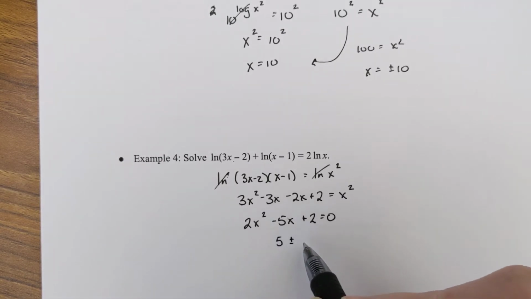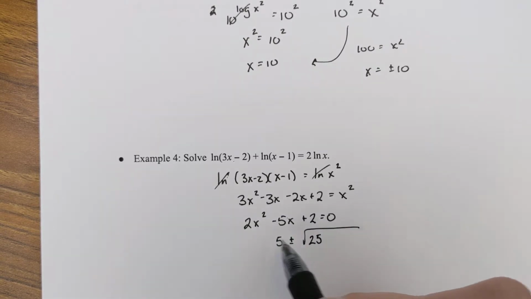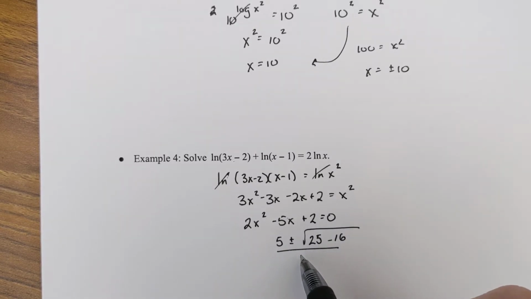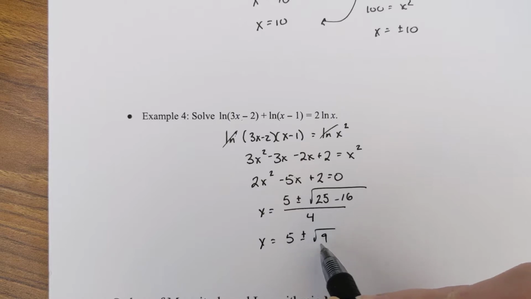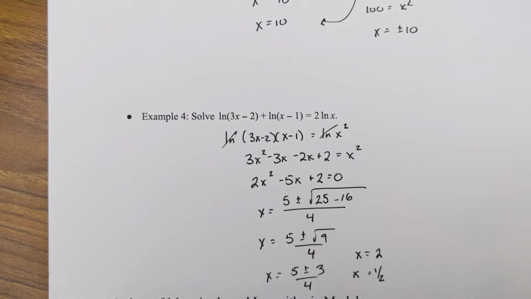So 5 plus or minus the square root of b squared minus 4ac, so 4 times 2 times 2, so minus 16, all over 2a, which is 4. So this is 5 plus or minus the square root of 9 over 4. So this is 5 plus or minus 3 over 4. So x is either 5 plus 3, which is 8 divided by 4, or 2, or 5 minus 3, which is 2 divided by 4, which is a half.